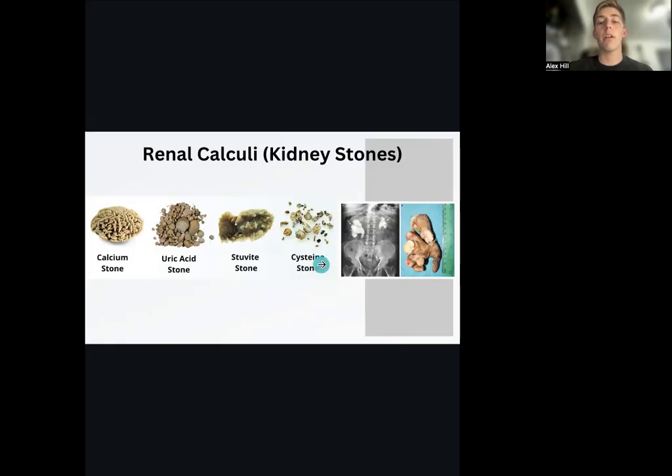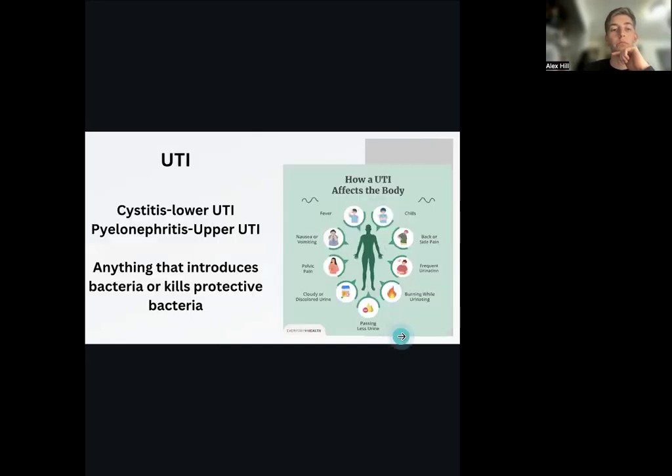Cystine stones are caused by a rare genetic abnormality. They're the least common, I believe. And they manifest as a colic, which is like a sharp intermittent pain, or non-colicky pain, which is like a dull ache. So those are the different kinds of pain that can manifest with kidney stones.